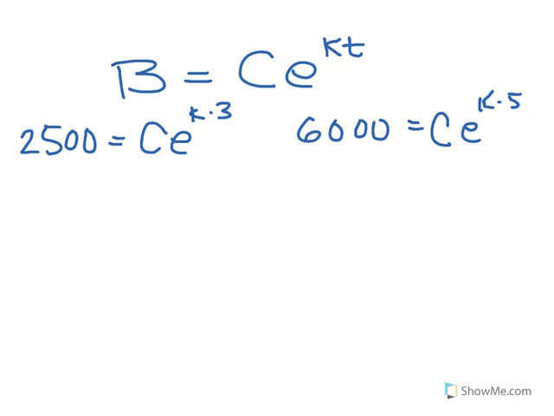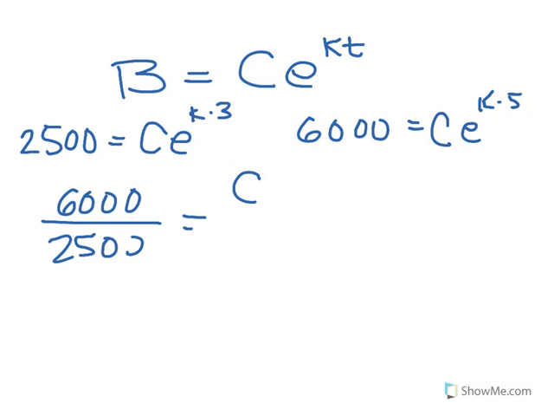Well, what I can do here with these particular two equations is I can say, if I make a ratio of 6,000 to 2,500, that's the same as taking C e to the 5K over C e to the 3K. And you might say, why would I do that? Well, I would do that for two reasons.